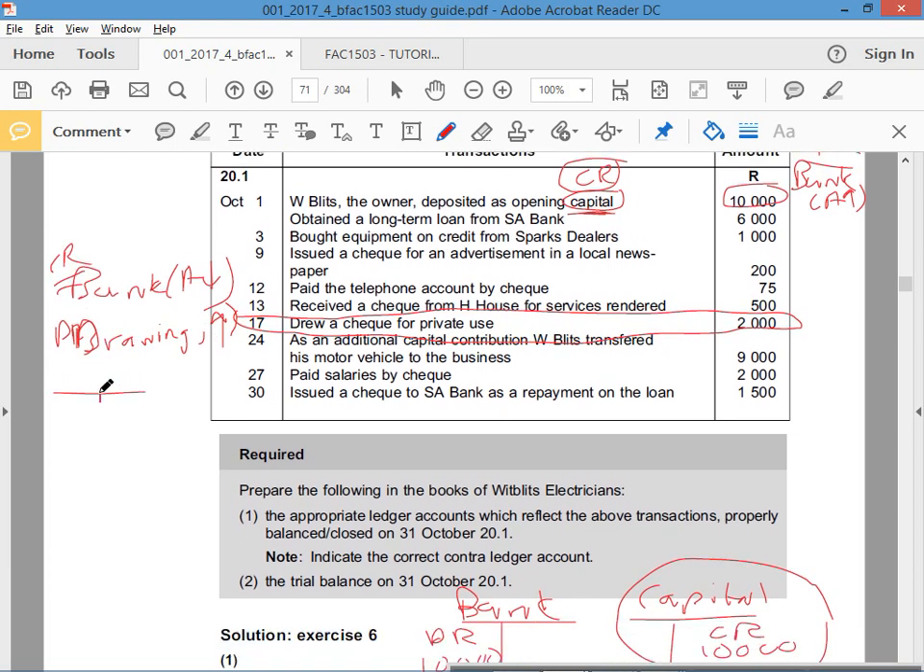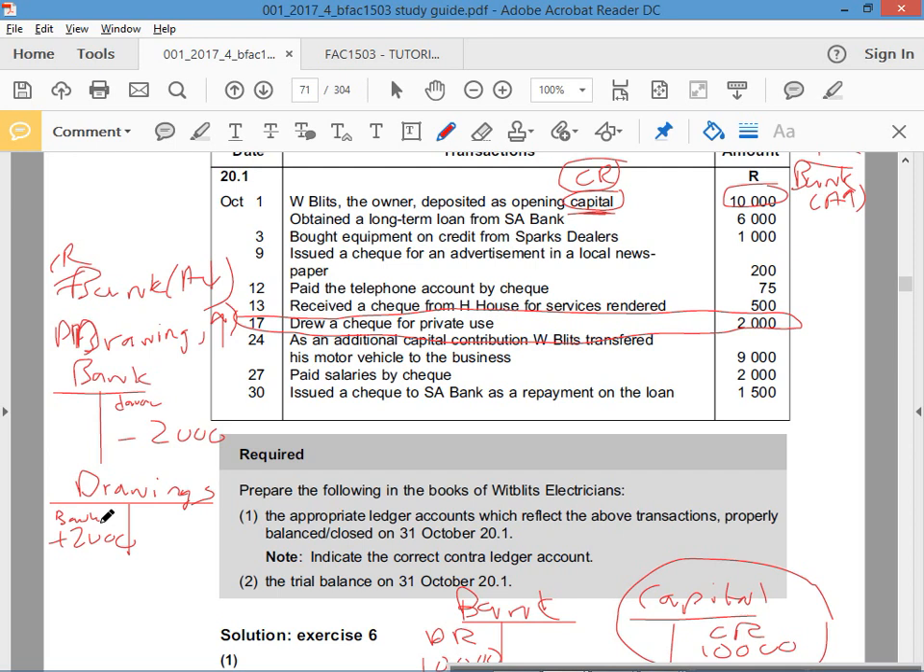Look, T account: bank, credit 2,000; drawings, debit 2,000. Makes sense? Obviously you need contra accounts. If it's a contra account, I'm going to write drawings here and bank there. Do you agree? That's the only contra thing.